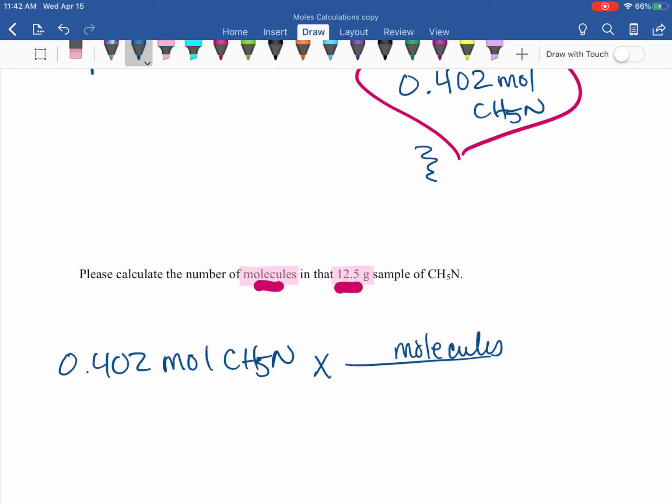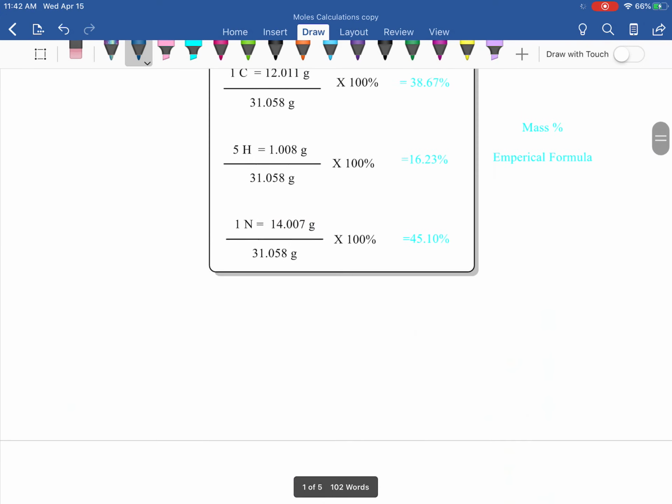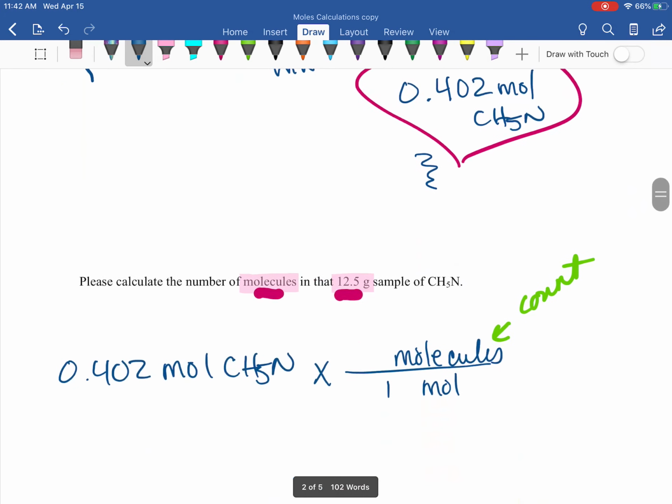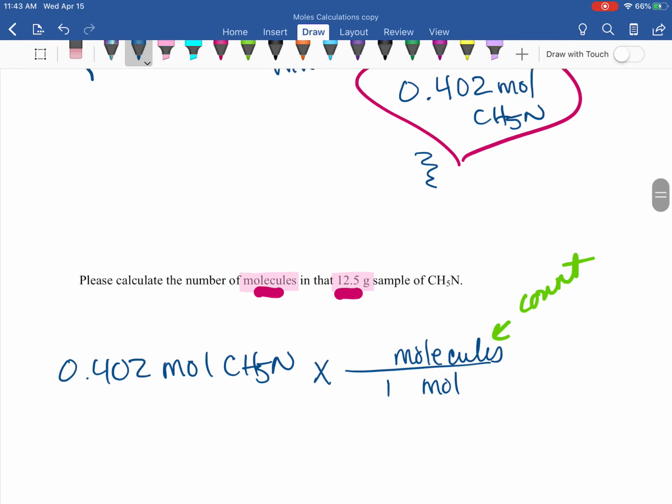And then now we're going to convert to molecules. All right, here's a huge signal. Molecules is asking us to count something. So what number is it that we're going to need to put in there? Well, if we scroll up, we saw that the number that we need right here is Avogadro's number. So let's put that in our unit conversion. We're going to have 6.022 times 10 to the 23rd.